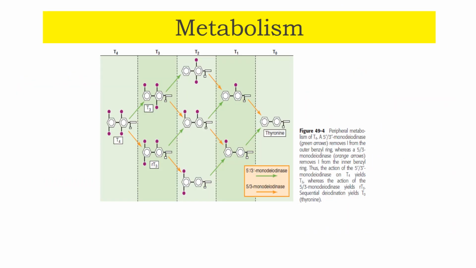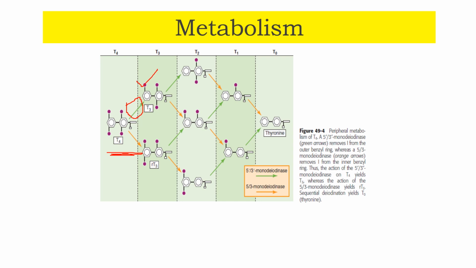Now come to the metabolism. Most of the hormone secreted by the thyroid gland is T4. Peripherally, it is converted to T3 with the help of deiodinase enzyme. One type of deiodinase enzyme is the 5' deiodinase, this green arrow you can say. What it will do is remove the iodine from the outer benzyl ring. Here the 4 iodine is present, and from the outer benzyl ring you can see the iodine is removed.